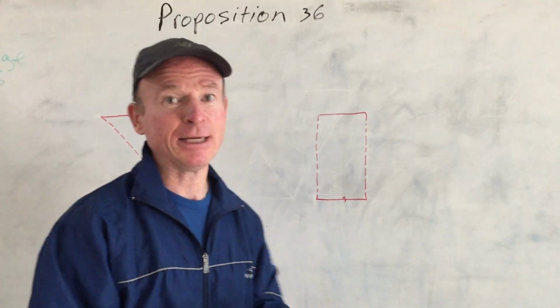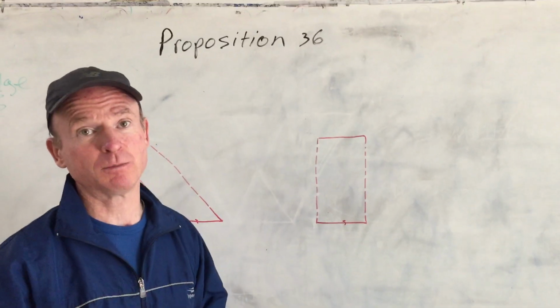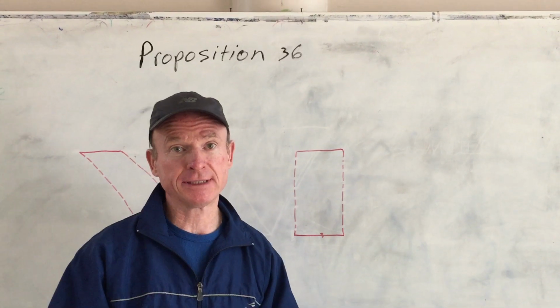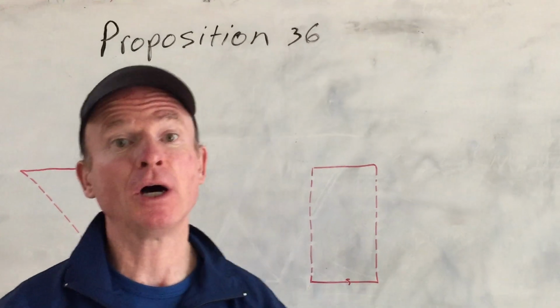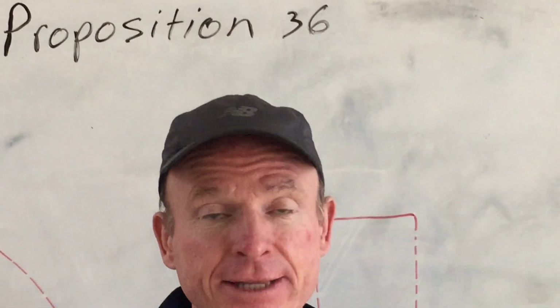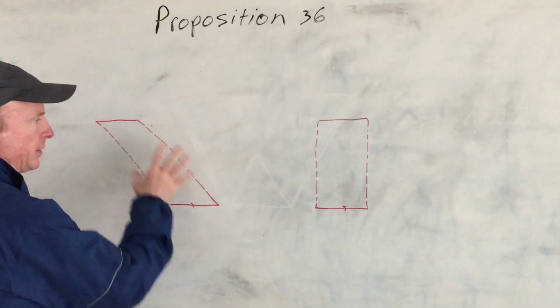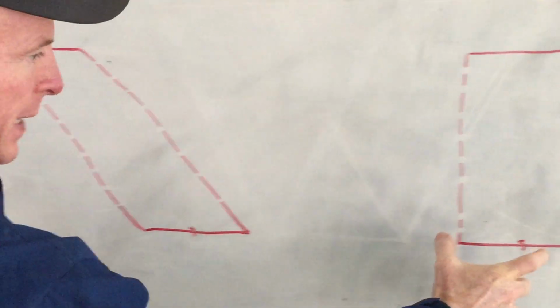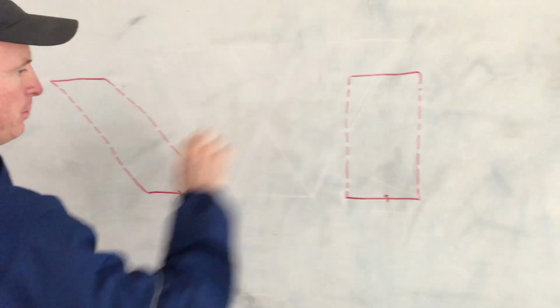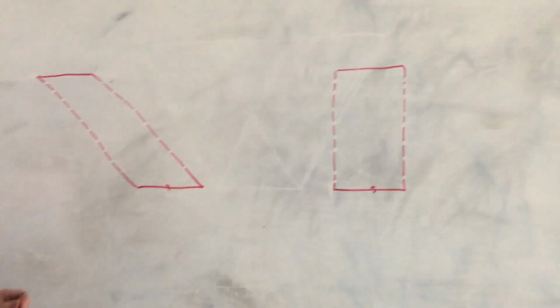Hello, dear students. Today we have Proposition 36, Book 1. Parallelograms on equal bases and in the same parallels are equal to one another.